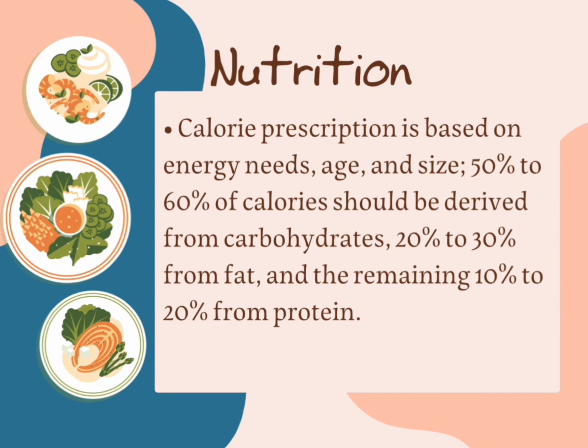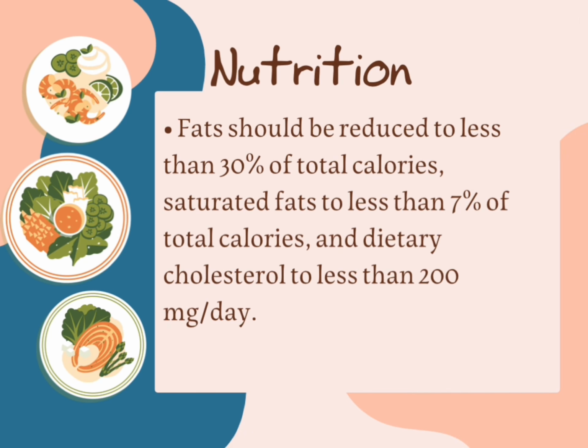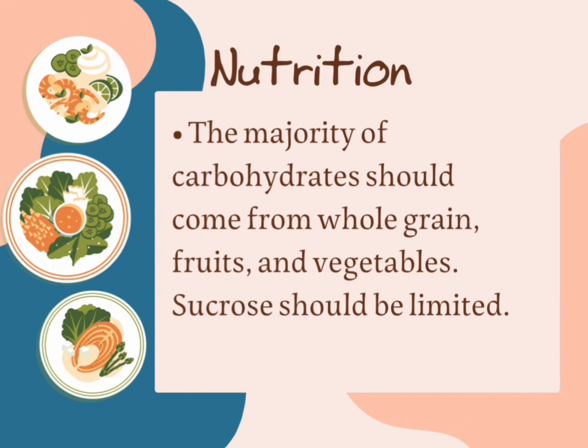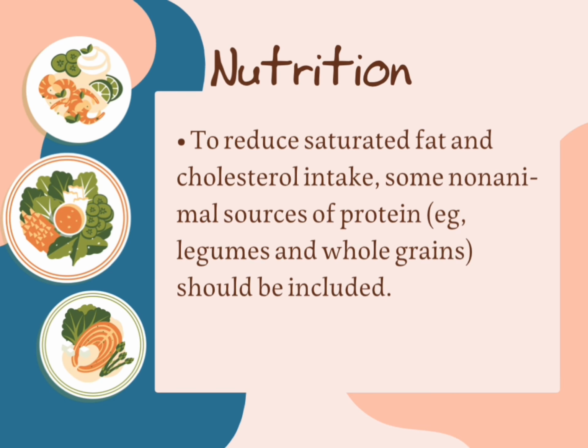النسب معينة بتكون كربوهيدرات من 50 to 60%، الفات من 20 to 30%، والباقي بيكون تقريبا 10 to 20% from protein. Fat should be reduced to less than 30% and saturated fats to less than 7% and cholesterol to less than 200 mg per day of total calories. The majority of carbohydrates should come from whole grain, fruits, and vegetables, with sucrose limited.